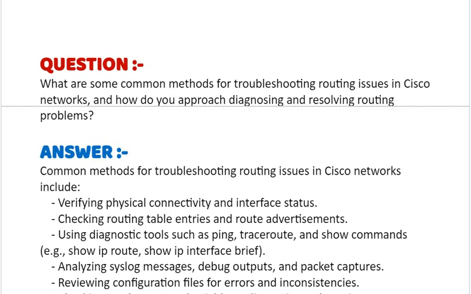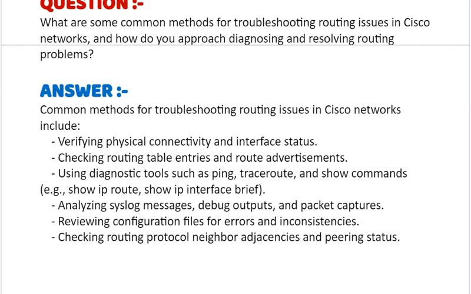Our next interview question is: what are some common methods for troubleshooting routing issues in Cisco networks, and how do you approach diagnosing and resolving routing problems? Your answer should be: common methods for troubleshooting routing issues in Cisco networks include: first point, verifying physical connectivity and interface status.